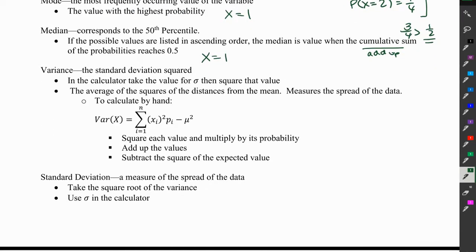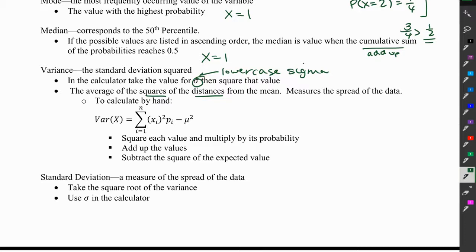Variance is really just the standard deviation squared. In the calculator, we take the value for sigma. So we talked about sigma before. This is the lowercase sigma, and the lowercase sigma is the standard deviation. We take that from the calculator and then we square it, and that will give us the variance. It's the average of the squares of the distances from the mean. So distance from the mean means subtract how far away it is from the mean. Square it means you do that, you subtract, and then you square, and then average means add them all up. It's a measure of the spread of data.